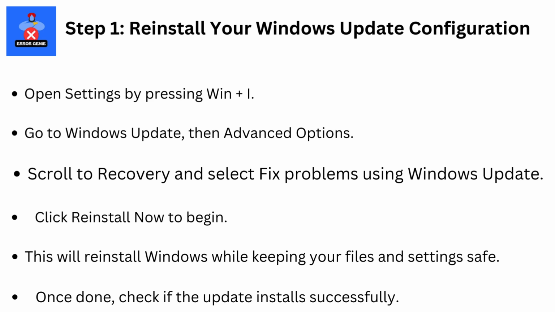Step 1. Reinstall your Windows update configuration. Open Settings by pressing Win plus I. Go to Windows Update, then Advanced Options. Scroll to Recovery and select Fix Problems using Windows Update. Click Reinstall Now to begin. This will reinstall Windows while keeping your files and settings safe. Once done, check if the update installs successfully.